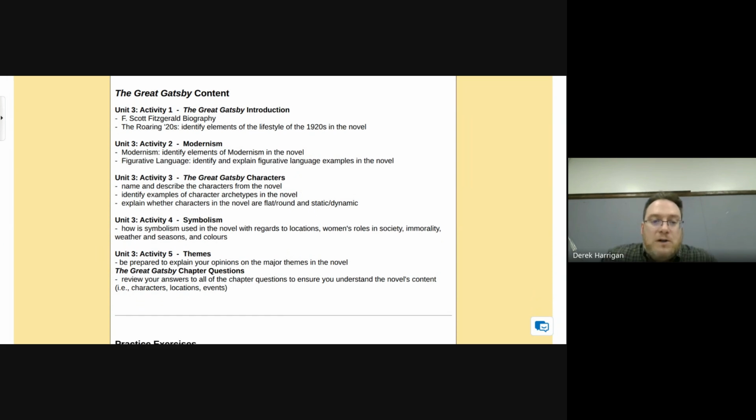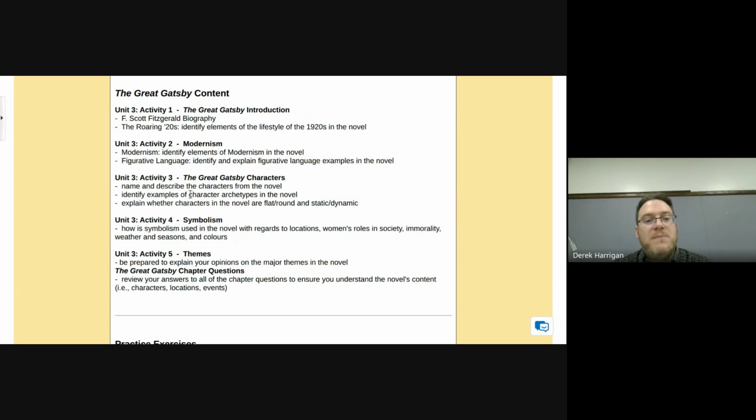Activity 3 was all about the Great Gatsby characters. I would expect you to apply what we learned about character in Unit 2 to The Great Gatsby. So, for example, character archetypes or flat, round, static, dynamic. If you go back to Unit 3, Activity 3, I pose questions about archetypes and I give you some new archetypes, like the femme fatale or the anti-hero, that we didn't discuss in Unit 2.